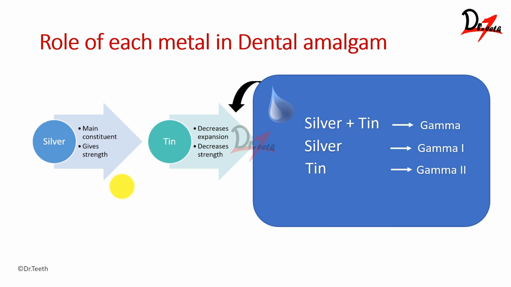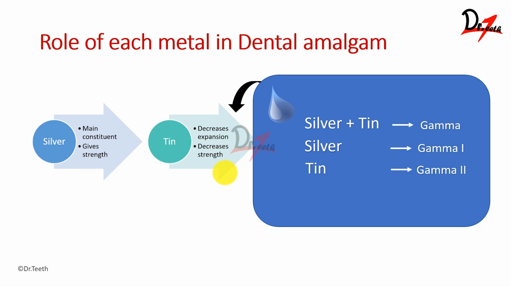Now we come to a very, very important topic, that is role of each metal in the dental amalgam. Now I also found it very difficult to remember. It is confusing. So I have tried to simplify this so that you can retain this information lifelong, hopefully. So let me know in the comment section if this helped you.